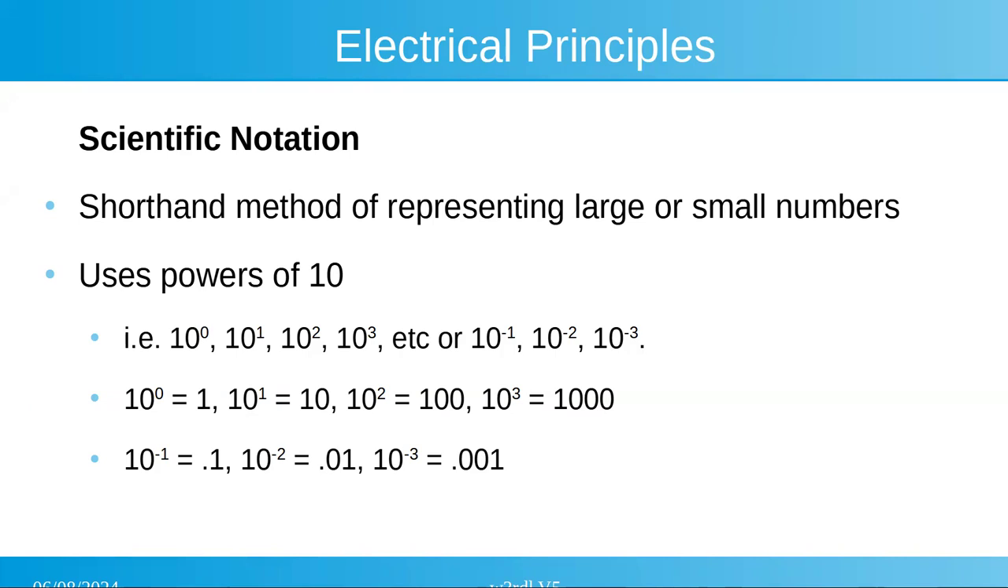10 to the 0 power is going to be equal to 1. 10 to the first power, or the power of 1, is going to be equal to 10. 10 to the second power, you've probably seen it as 10 squared, is equal to 100. 10 to the third power would be equal to 1,000. So it's basically 10 multiplied by itself 3 times.